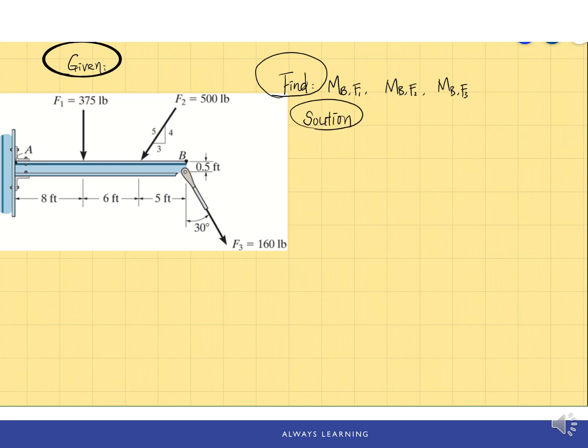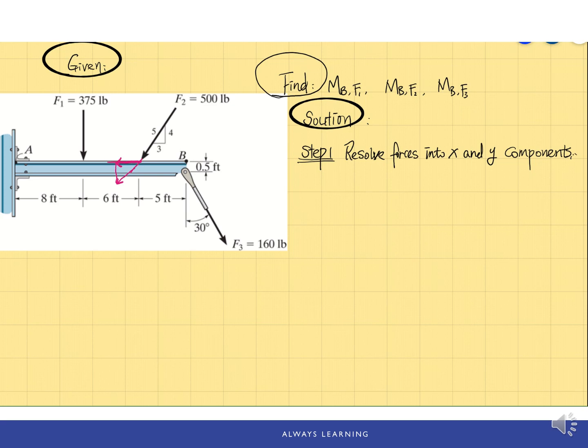So the solution, first let's resolve the forces into their xy components. F1 only has a y component, so there's no need to resolve F1. For F2, we're going to resolve it on the beam right here, at the intersection between this F2 and the beam AB. So we can again make this force longer if that's easier for you to resolve the force.